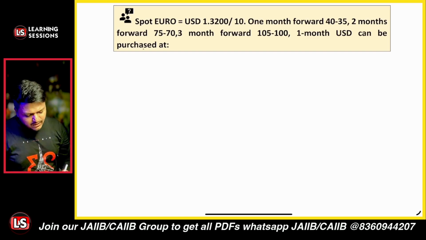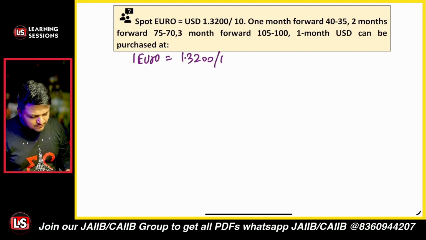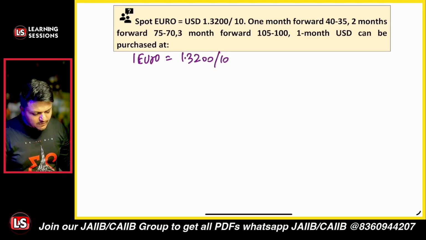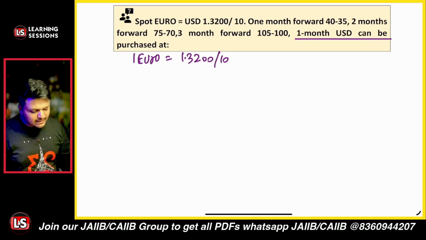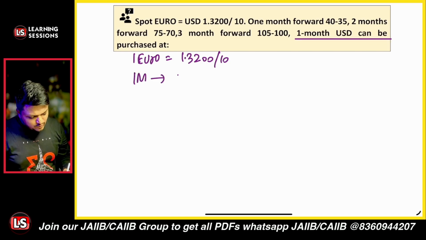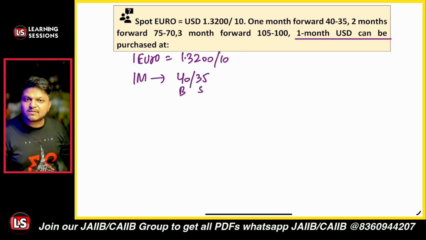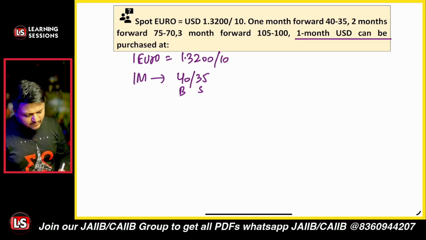So we are provided with the spot rate, that is 1 euro is equal to 1.3200 slash 10, and we are provided with 1 month forward, 2 month forward, and further 3 month forward. And we have to calculate the 1 month USD can be purchased at. We have to calculate the buying rate, right? And 1 month forward points are given to be 40 slash 35. The same question as previous one. So these are the buying forward points, these are selling forward points, right? And we are interested in what? We are interested in buying price, purchase rate, right?